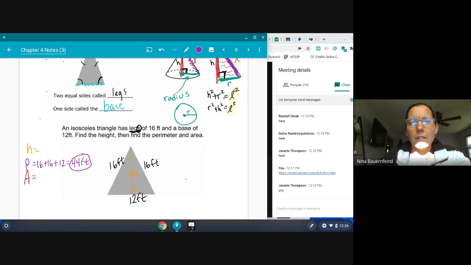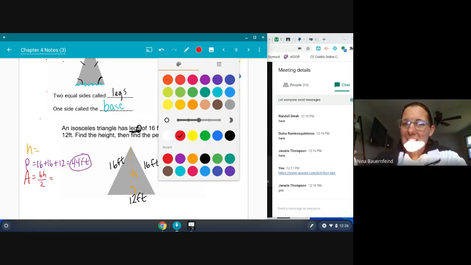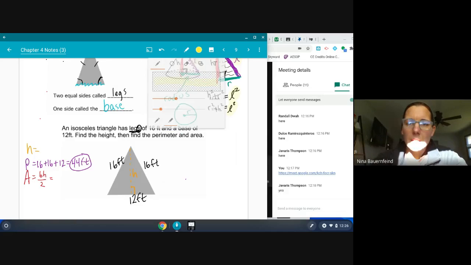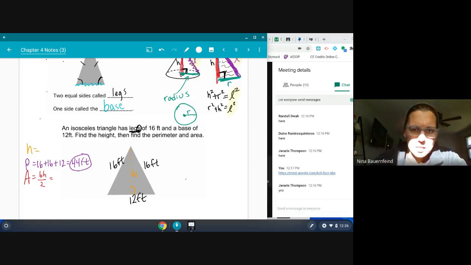And then area, this one's kind of sucky because we have to wait. We need the base times height divided by 2, and we don't have the height yet. That's what we have to find. So here's what we're going to do. We're going to be a little bit sneaky, and we're going to split this into a right triangle.